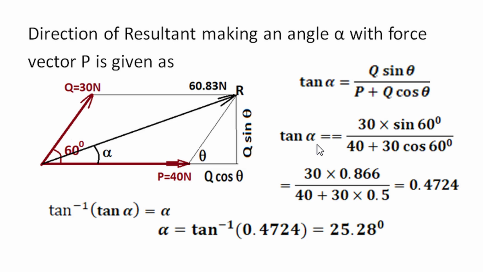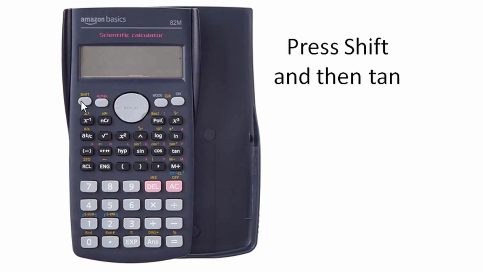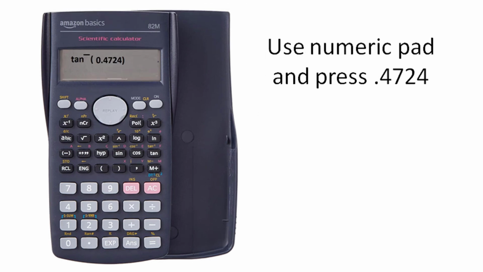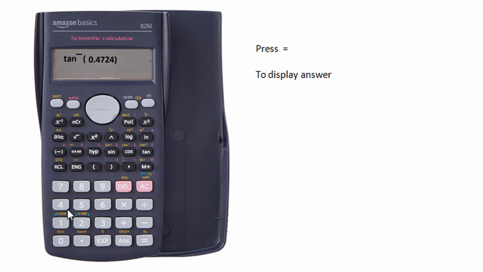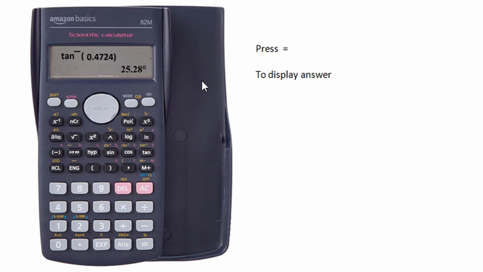And to find out alpha from tan alpha, I have to take inverse function operation, and inverse of tan is tan inverse, and when tan inverse is operated on tan alpha, the result will be alpha. So alpha is tan inverse of tan alpha, and the value of tan alpha is 0.4724, and when from calculator we press first shift and then tan, the function operated is tan inverse, and when we place 0.4724, the result comes in degree as 25.28 degree.